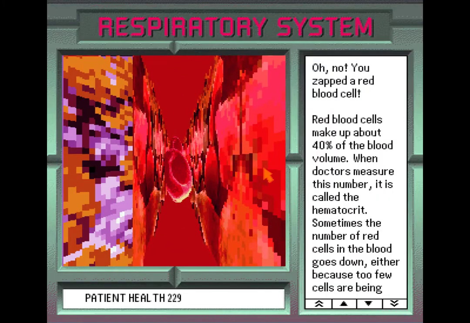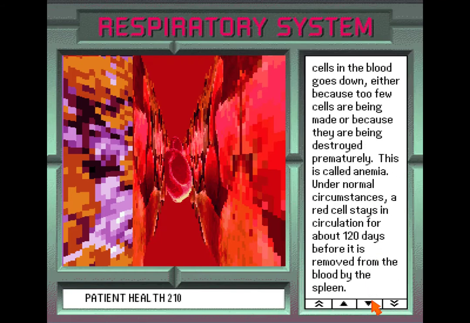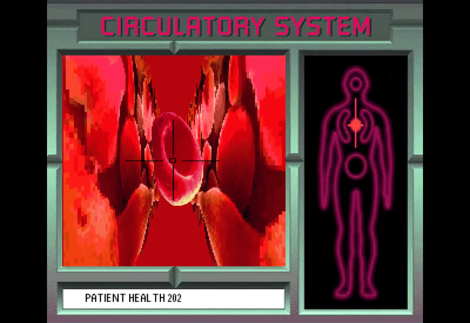Oh no! You zapped a red blood cell! Red blood cells make up about 40% of the blood volume. When doctors measure this number, it is called the hematocrit. Sometimes the number of red cells in the blood goes down, either because too few cells are being made or because they are being destroyed prematurely. This is called anemia. Under normal circumstances, a red cell stays in circulation for about 120 days before it is removed.